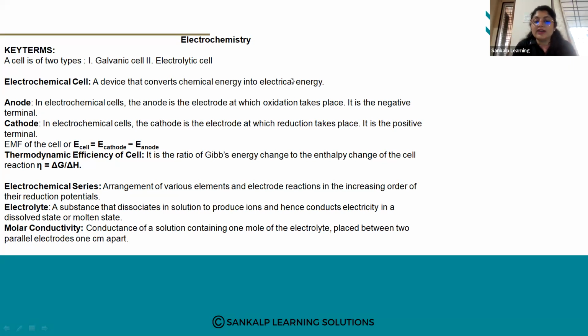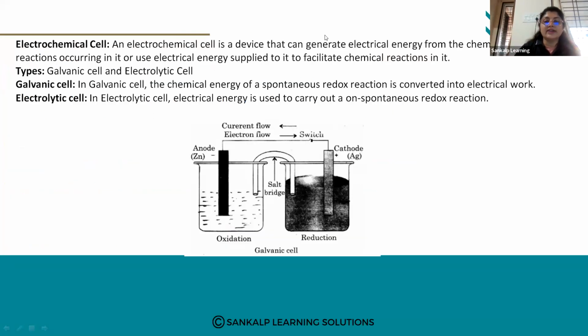Next is molar conductivity. What do you mean by molar conductivity? Suppose the conductance of a solution which contains 1 mole of electrolyte. So the electrolyte should have 1 mole. The conductance of the solution containing 1 mole of the electrolyte, placed between two parallel electrodes 1 centimeter apart, gives rise to molar conductivity.